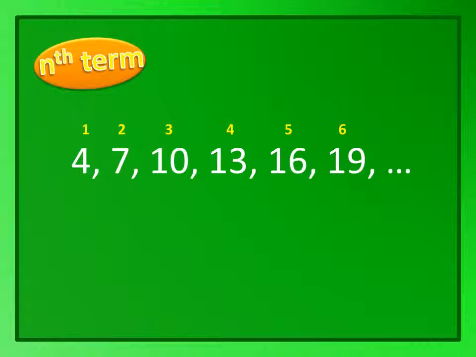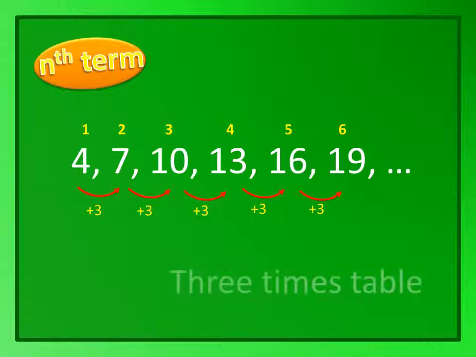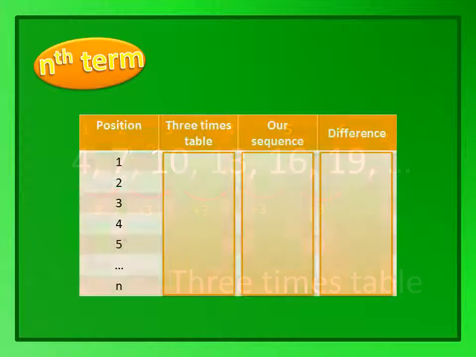Let's start by looking at the difference. We can see that between each pair of consecutive terms in this sequence we're adding 3. That means it's a little bit like the 3 times table. We know it's not exactly the same as the 3 times table, so let's compare.